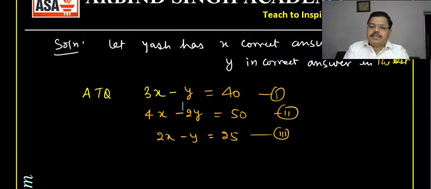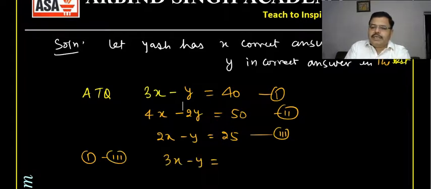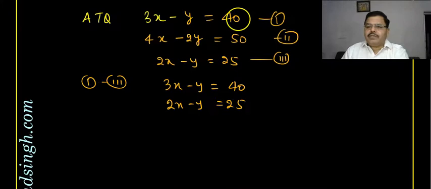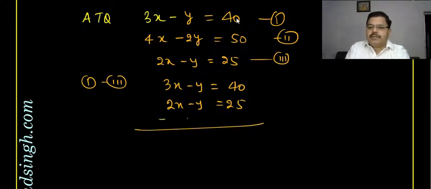Now first minus third. What will happen? 3x minus y is equal to 40 and 2x minus y is equal to 25. If I subtract them, what will happen? Signs will change, minus, plus, minus. In that case, y cancels. 3x minus 2x is x, and 40 minus 25 is 15. So x is 15.